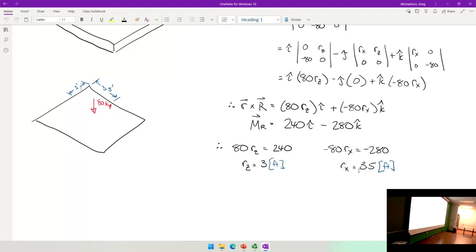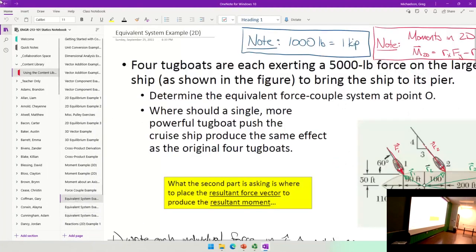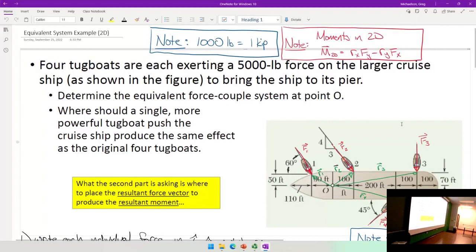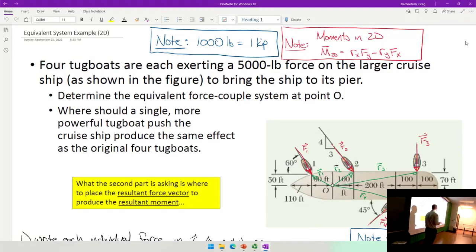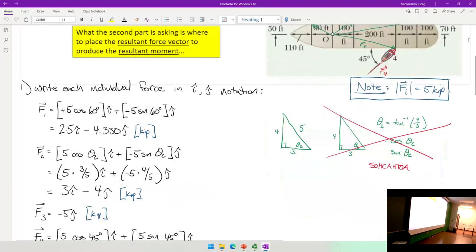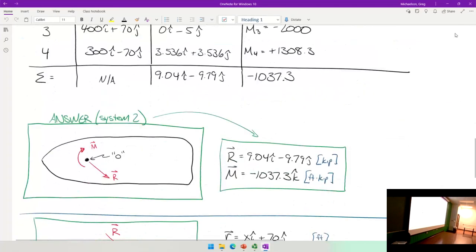Possibly. I'm not saying it's going to be this problem exactly, but possibly. What I will say is, let me give you a parallel. If you go back to this problem, you'll see where I'm going with this in a second. With this problem, we had the barge that had a series of boats applying load to it. This is what I would call system 1, the original system with the barge and the 4 loads on it. And then we turned this into system 2. System 2 was this.